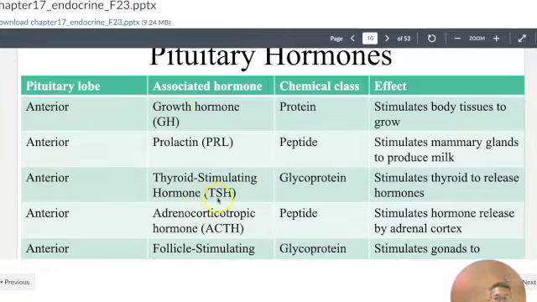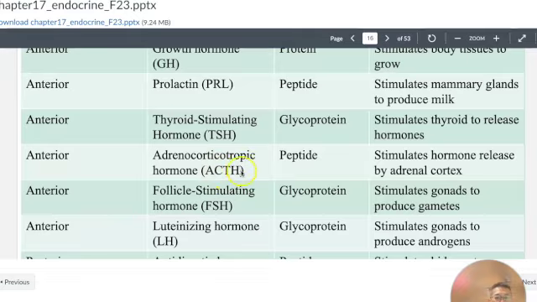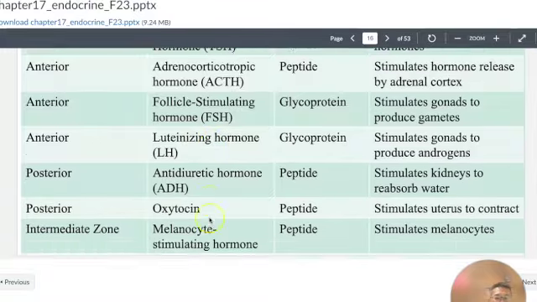The one we saw next was thyroid stimulating hormone. So this one, thyroid stimulating hormone, it stimulates the thyroid. Okay. Prolactin, adrenocorticotropic hormone, follicle stimulating hormone, luteinizing hormone.